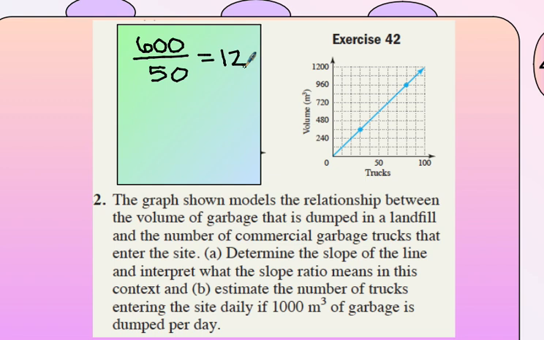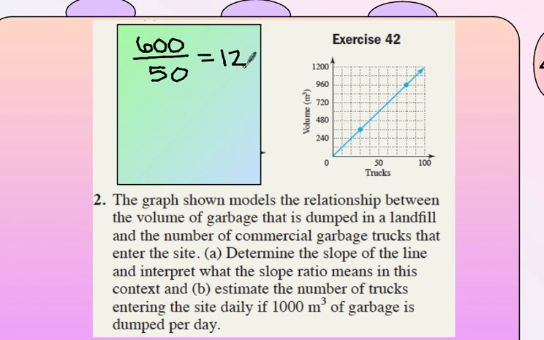Check in with your table group real quick. See what they got. Matt, what do you think? What does 12 mean? Excellent. So my rise, or my y values, is the volume of garbage dumped. So every single truck is going to dump 12 cubic meters. That's roughly what we're hearing here, right?